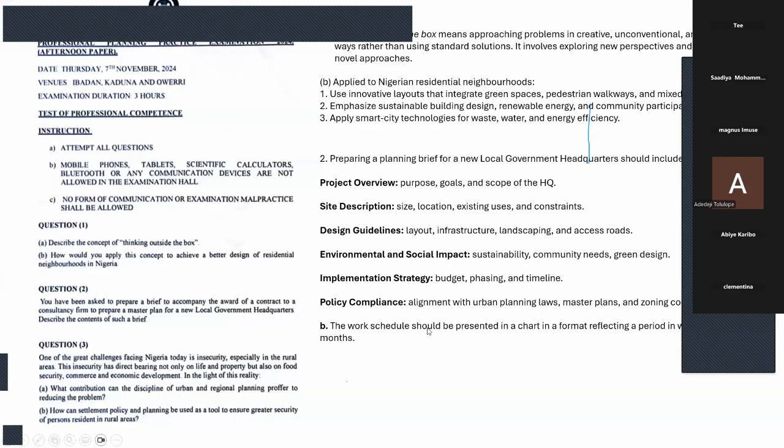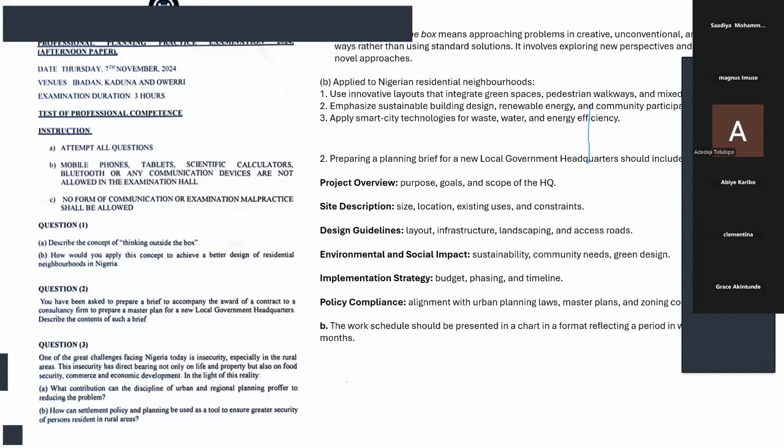Okay, so lastly, we have the policy compliance. That means alignment of that design you are about to do with the local planning laws, master plans, and zoning. Okay, so the last part of the project is the work schedule, which we have also explained under the phasing and timeline. So the schedule is the phasing.